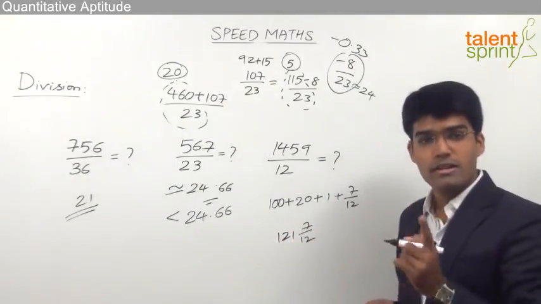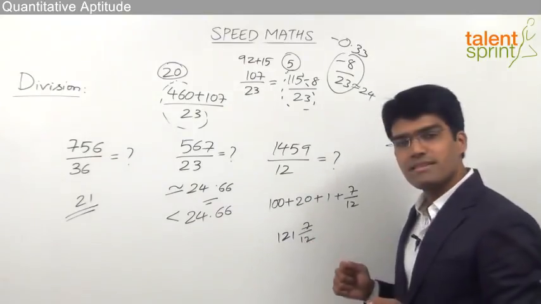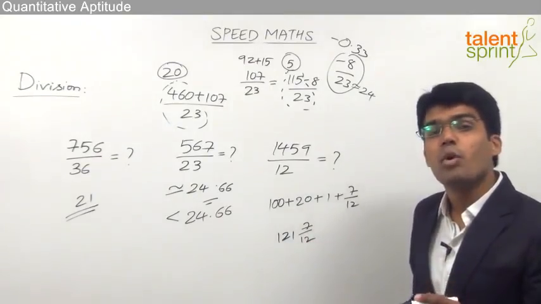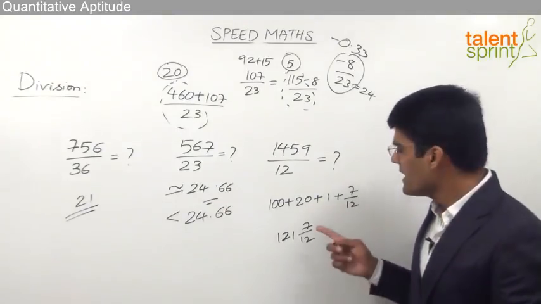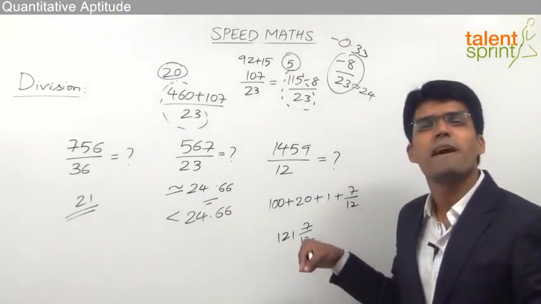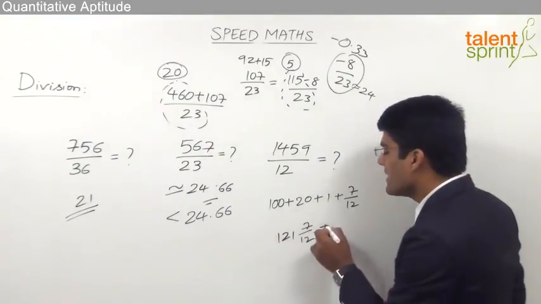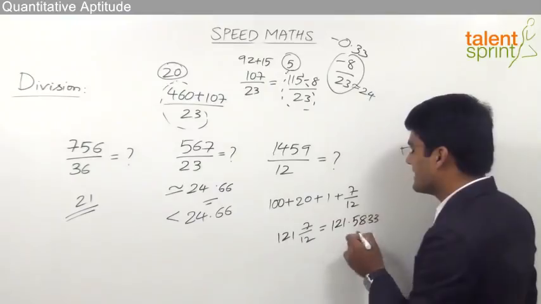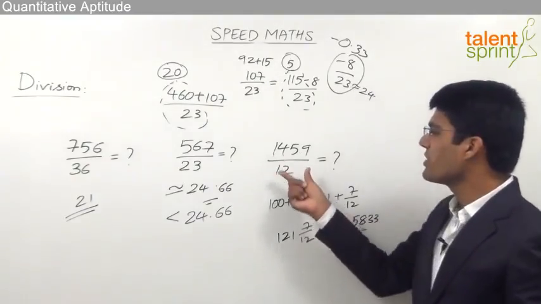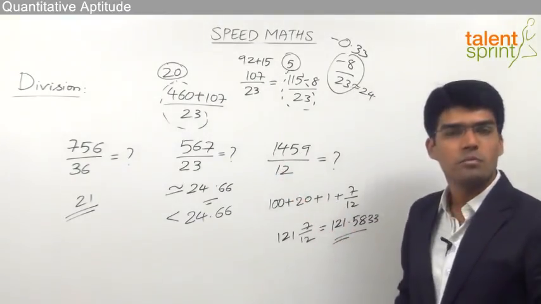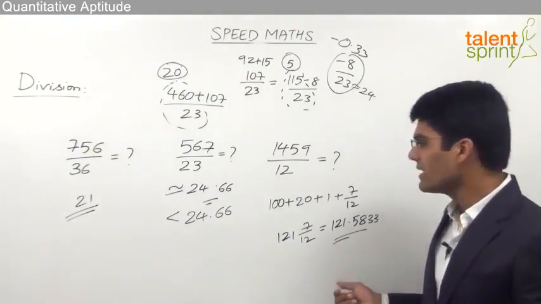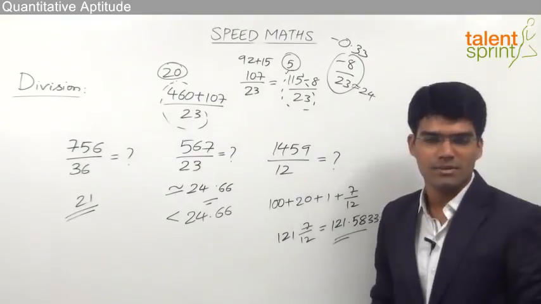And as I have already mentioned, if you are strong in percentages, you know that 7 by 12 will be 58.33%. 58.33% is nothing but 0.5833. So this answer can be taken as 121.5833. So the exact answer for 1459 by 12 is 121.5833. So wherever we are able to find the exact answer, we can go for it. Otherwise, approximate answer can be calculated.